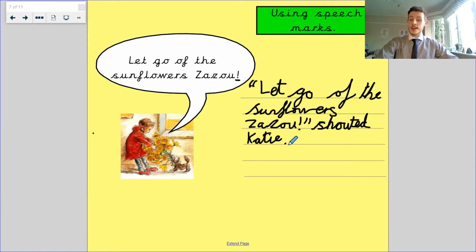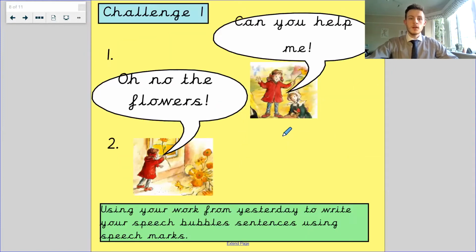So let's see whether we can do the next one. Oh, I say that. We don't need many examples today because I'm going to make sure that you've got the challenges to give it a go straight away. So we've got challenge 1. I've given you the sentence of, number 1, "Can you help me? Oh no, the flowers." Now I need you to use your work from yesterday to write the speech bubbles.